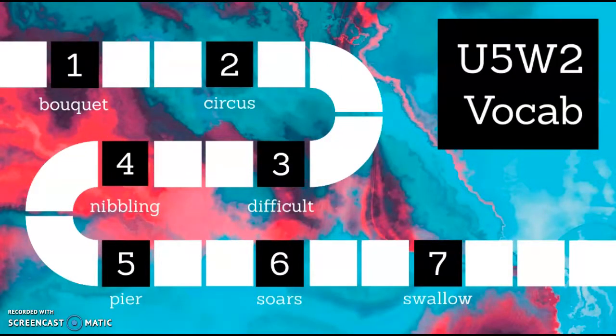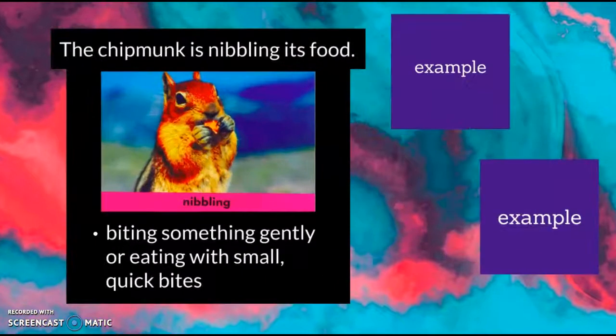Moving on to number 4, put a 4 down. Our next word is nibbling. The chipmunk is nibbling its food. Let's say that word together, nibbling. Nibbling is biting something gently or eating with small, quick bites. So next to number 4, let's put down that word nibbling and our definition.